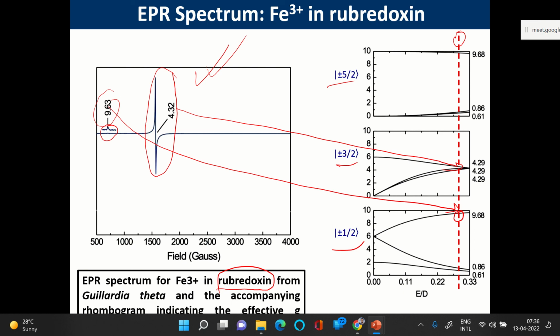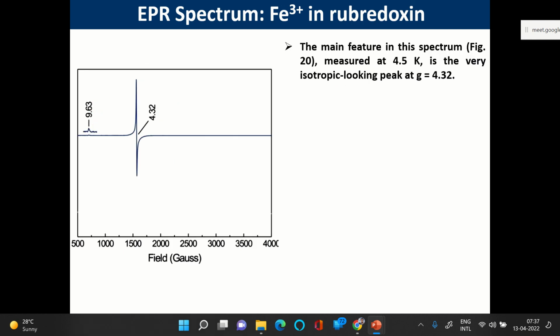At this point, if you take this red ruler and move it left or right to any other point, it will not match these experimental details. So we are now able to find the E by D values for the observed transitions by simply putting the ruler on these rhombograms. The G values that arise can be easily located through this.